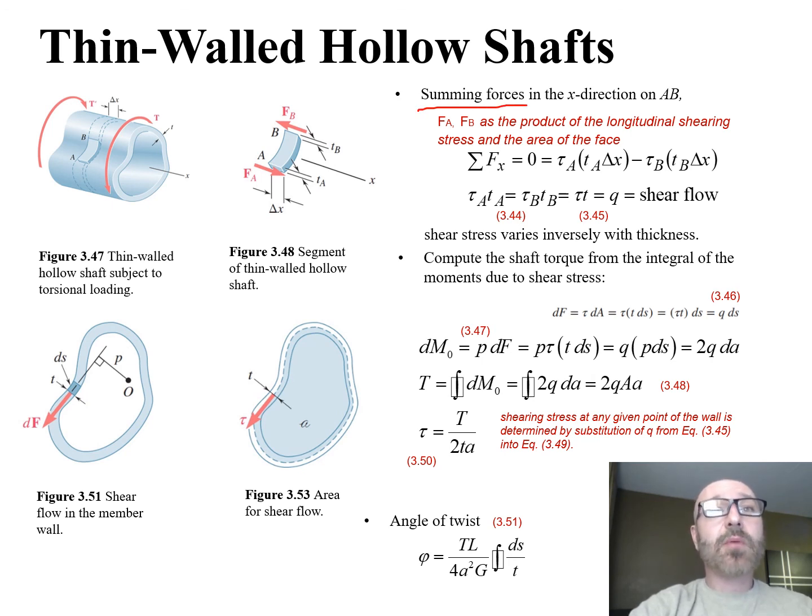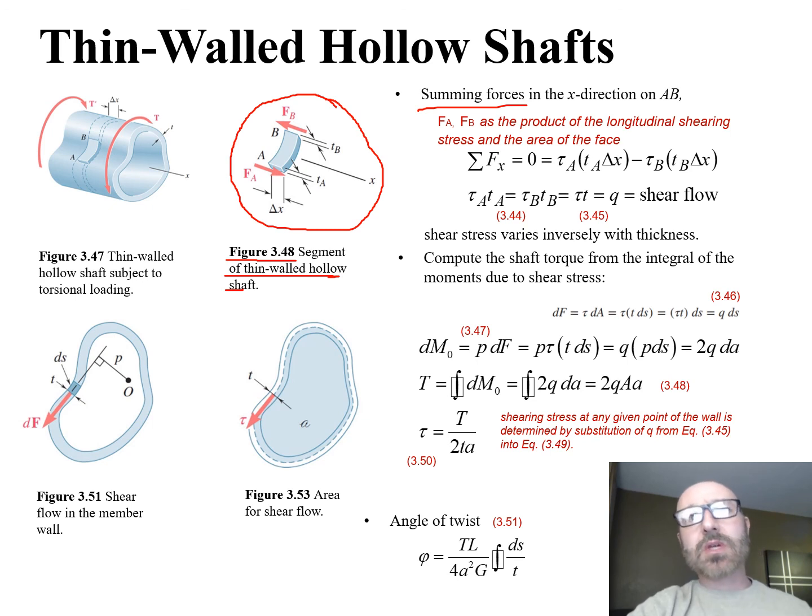So now what we can do is take a look at summing forces on the segment AB. So we can go back to figure 3.48. We have the segment from the thin-walled hollow shaft. What we want to do is take a look at what our forces are. So we can see we have a force A and a force B, and we have the thickness of the element at each end. So what are the forces acting in the X direction? Because the X direction we say is positive in this way, we're going to have a positive force FA and a negative force FB.